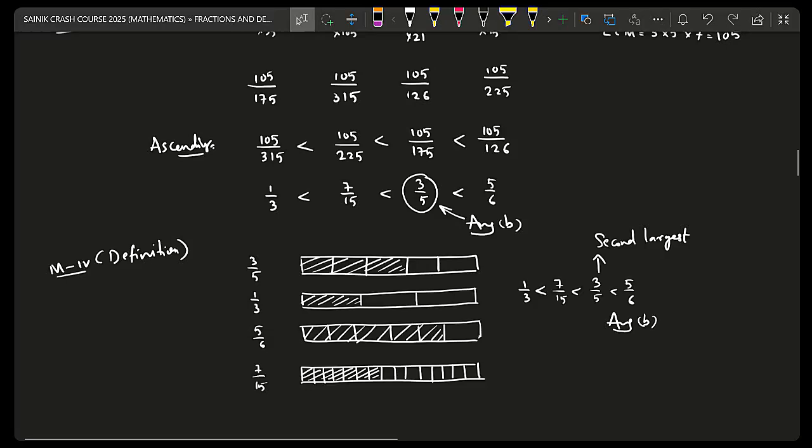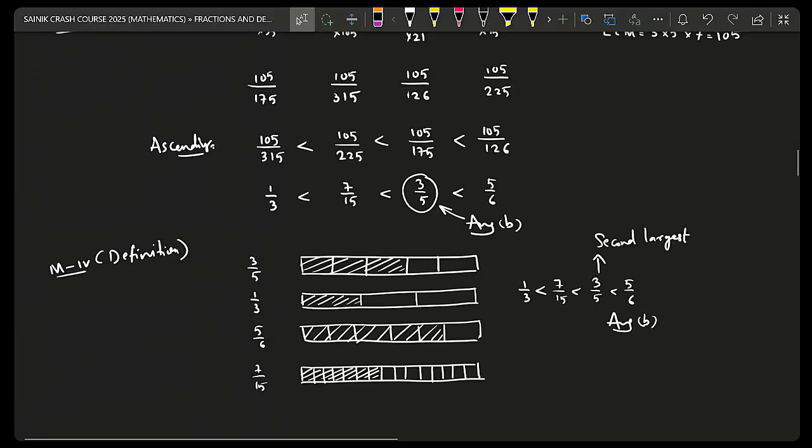Nishil, no doubts. Sir, I have a doubt in the definition method. Yeah, tell me. Sir, how can this answer?